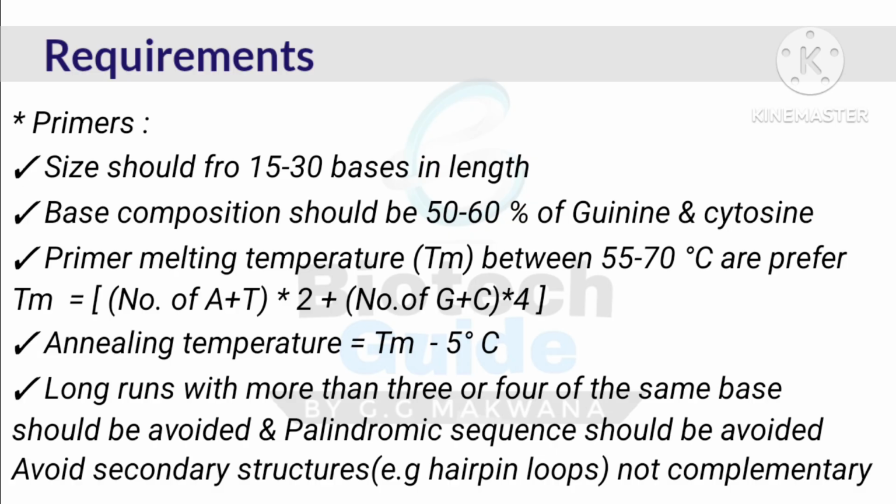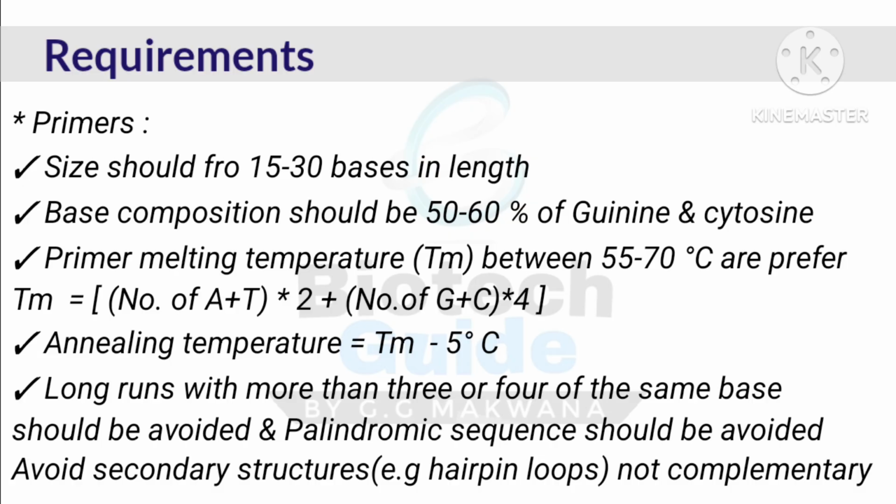Palindromic sequence means the same sequence in a reverse form, like ATGC and CGTA. Palindromic sequences are also avoided. Then avoid secondary structures, like a hairpin loop. Primers should not contain sequences that are complementary to each other. So these are the requirements for the primer.